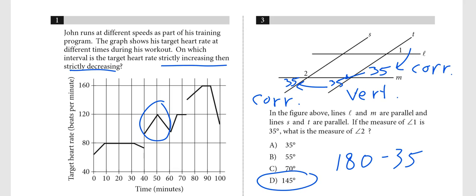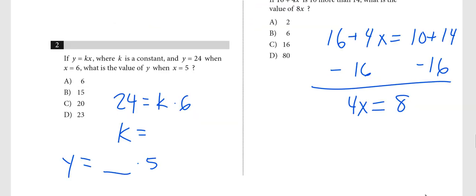Kind of the follow the yellow brick road kind of idea, you know. Oh, I forgot 2, evidently. So if 24 is equal to, I can plug in the 24 in the 6, k then would have to be 4, and then of course I put in the 4 with the 5 to give me the 20.